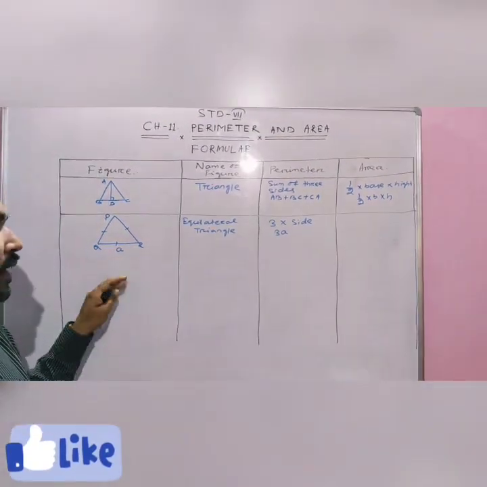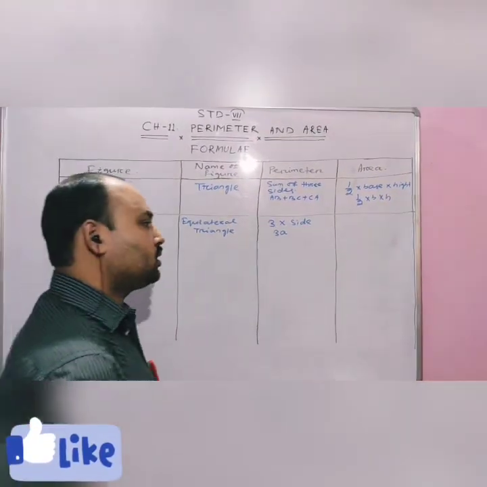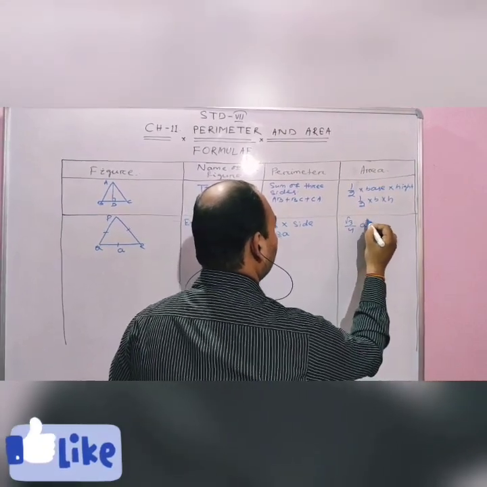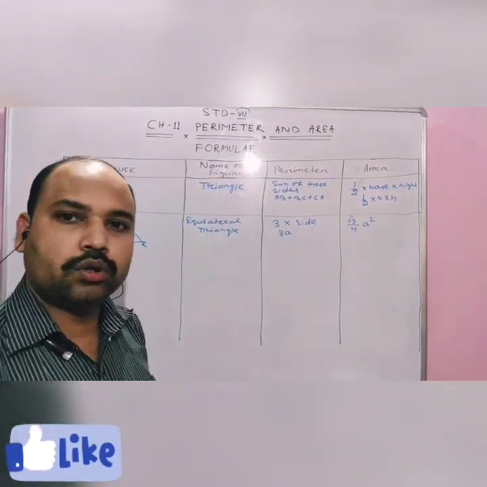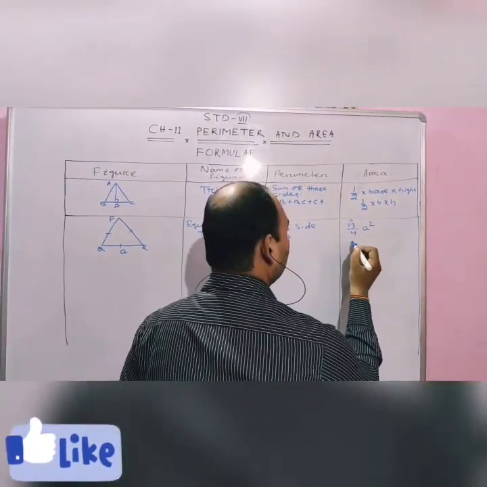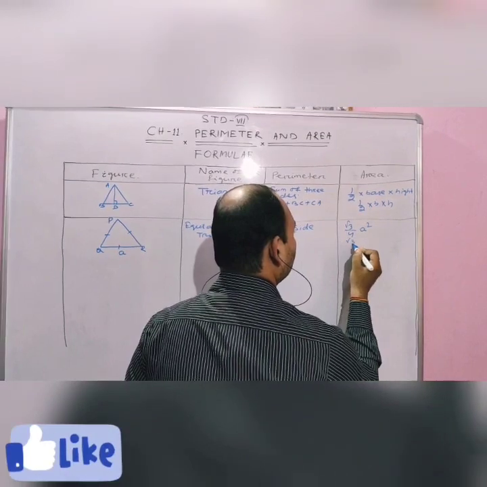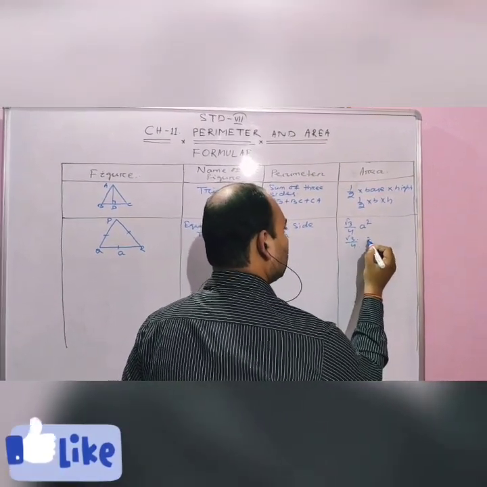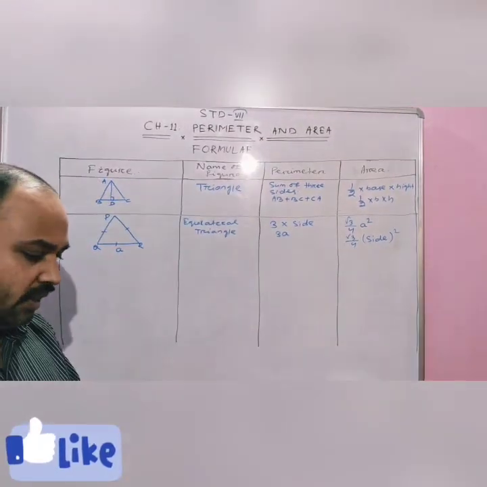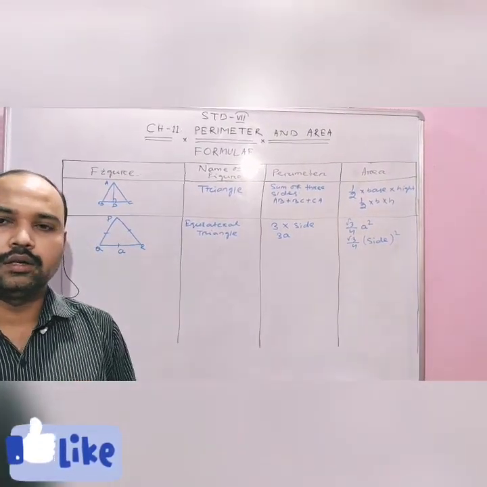Then what is the area of the equilateral triangle? It is root 3 upon 4 a square. Root 3 upon 4 a square. It means root 3 upon 4 side square. It is the formula of the equilateral triangle.